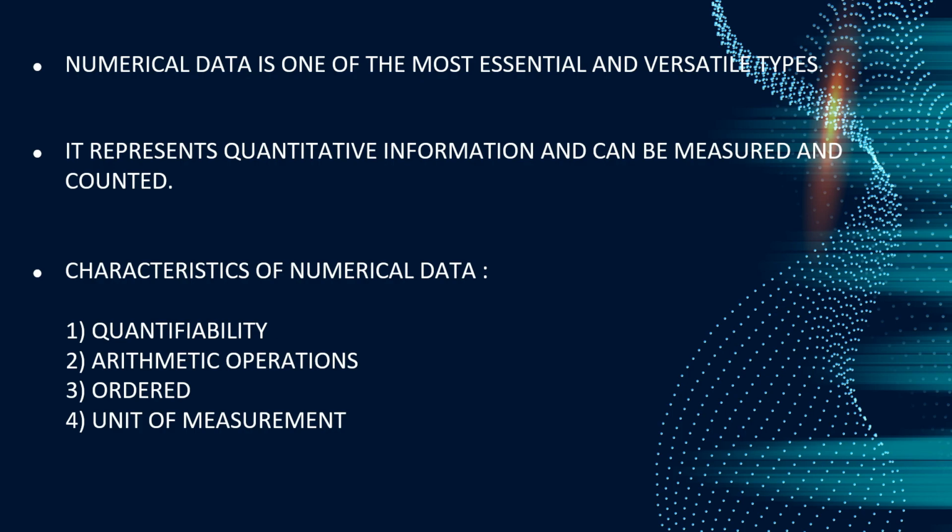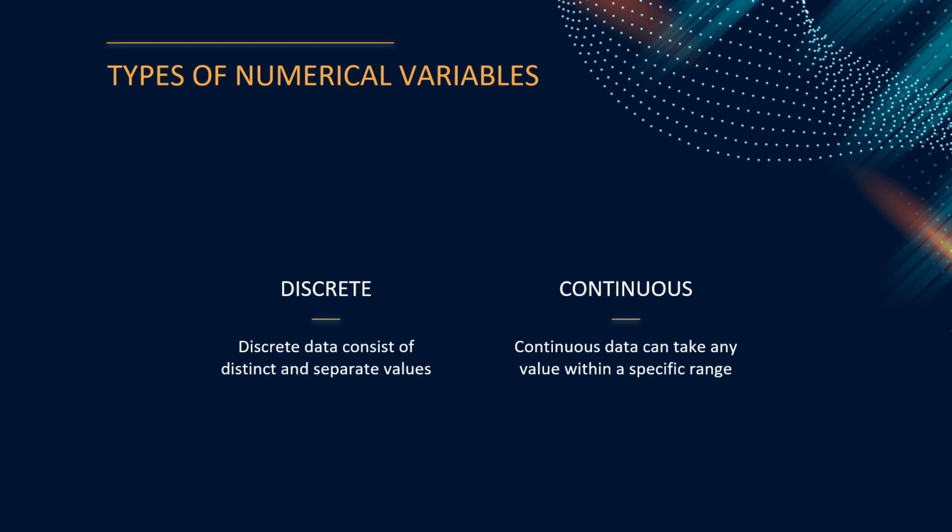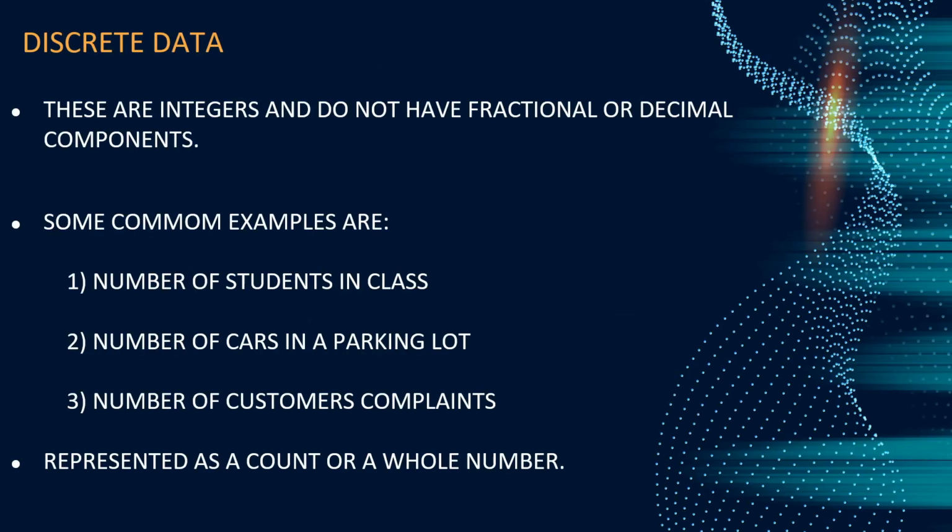So next, let us see the types of numerical variables. So in this, we have two types. First one is discrete and other one is continuous. So discrete data consists of distinct and separate variables. These values are typically integers and do not have fractional or decimal components.